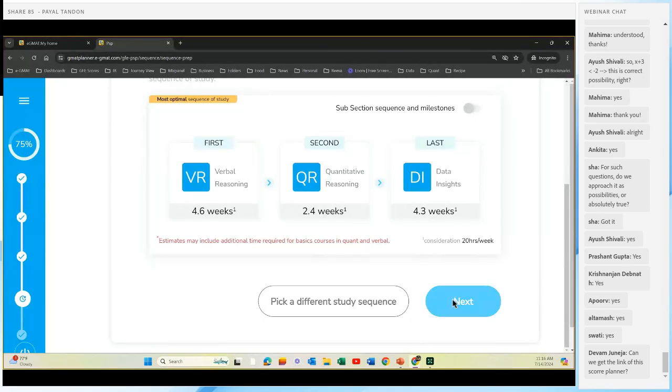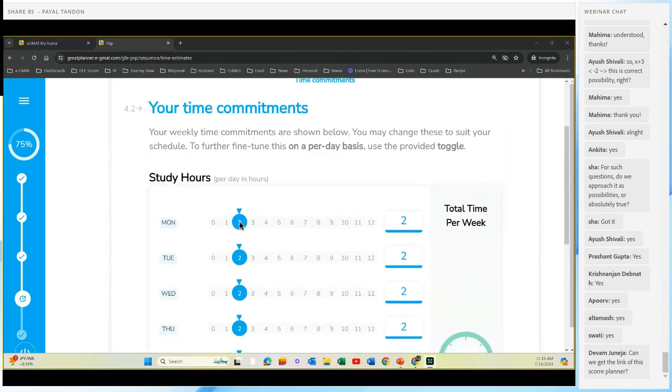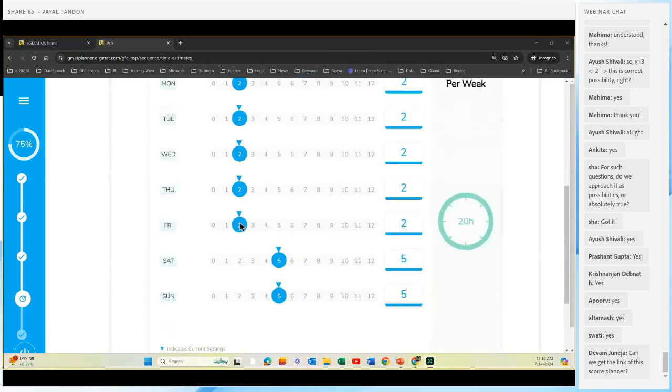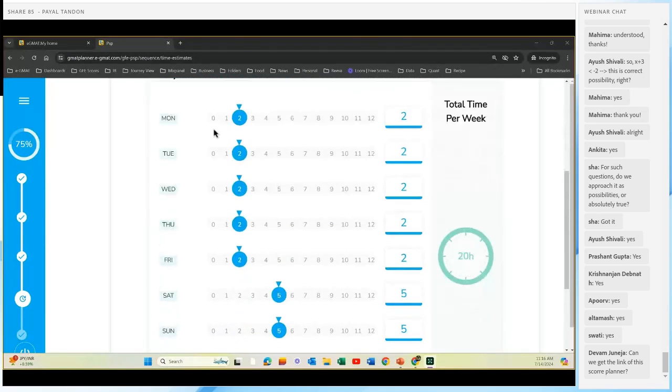Okay. Next, the system tells you what your sequence should be. And then you can put in your time estimates over here. Right now the system is assuming 2 hours per weekday and 5 hours per day of the weekend. But you can go back and change it according to your own availability. Maybe Mondays are really hard for you, so you cannot spend that much time, but Wednesdays onwards, things start to get a little better. So maybe you can do Wednesday, Thursdays, 1 hour each.